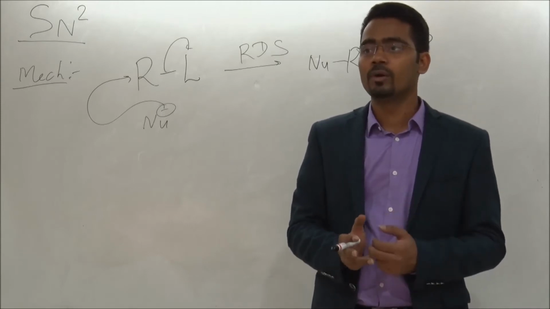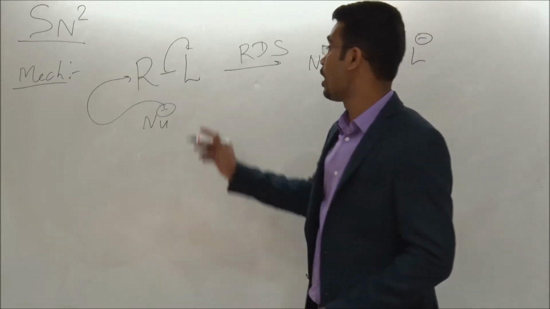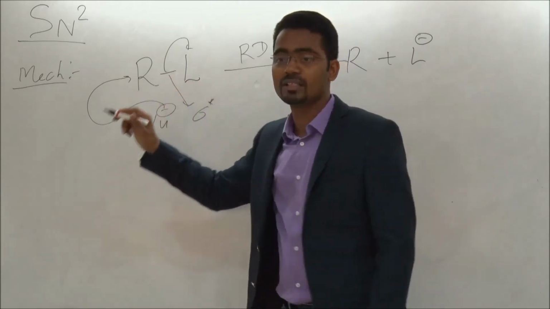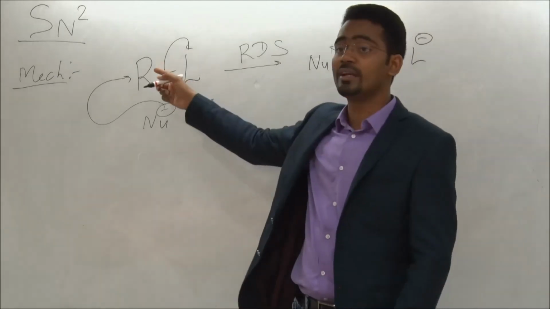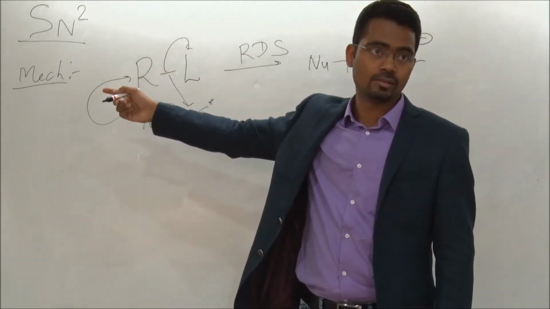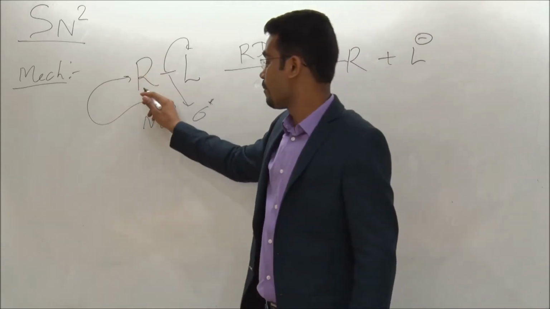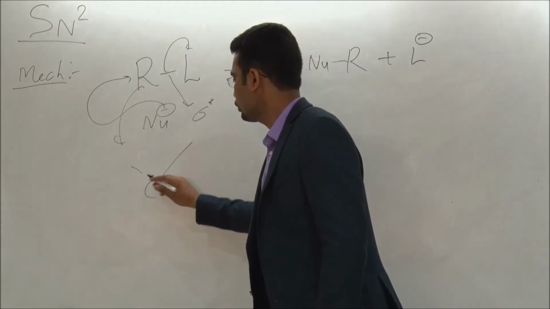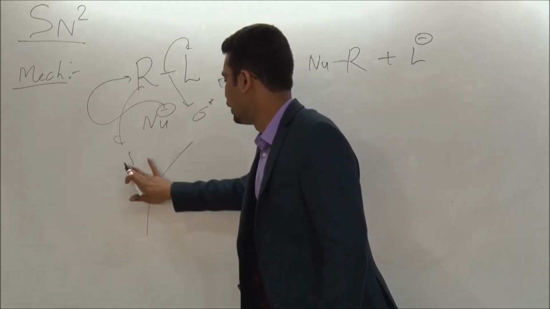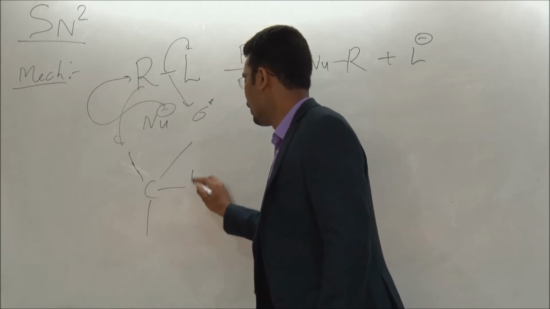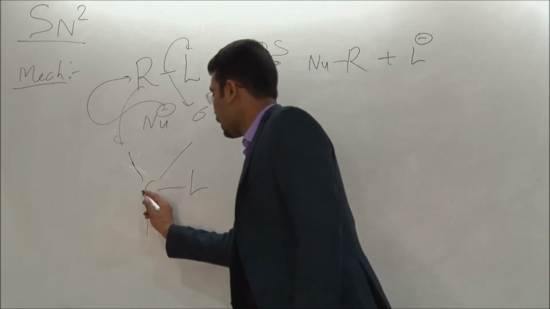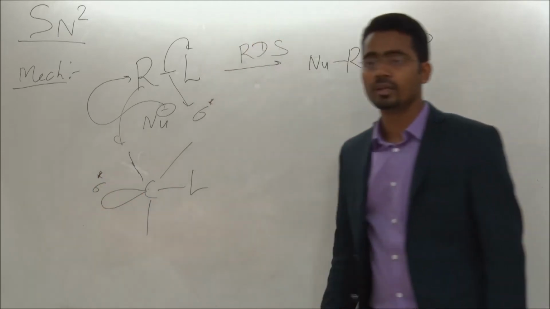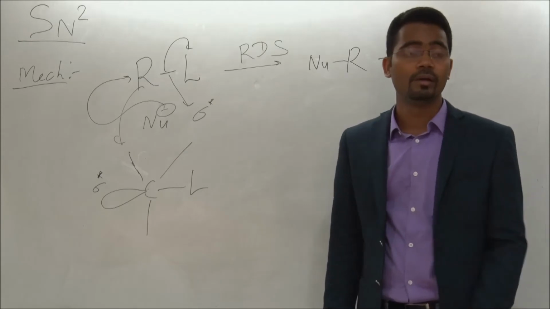Yes, it is possible through sigma star of this bond, and sigma star will always be opposite to this bond, that is at 180 degree angle. If we assume that R will be like this, carbon, this and this is the leaving group, so here will be sigma star, at the back end, always opposite to the bonding orbital.